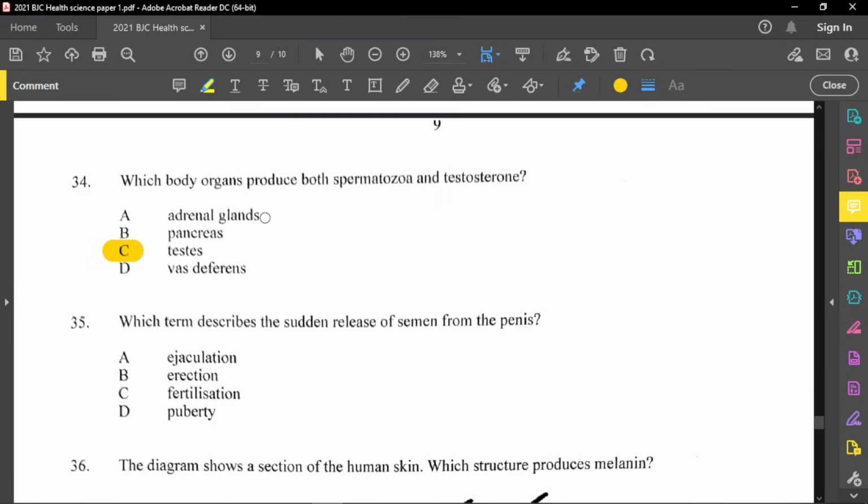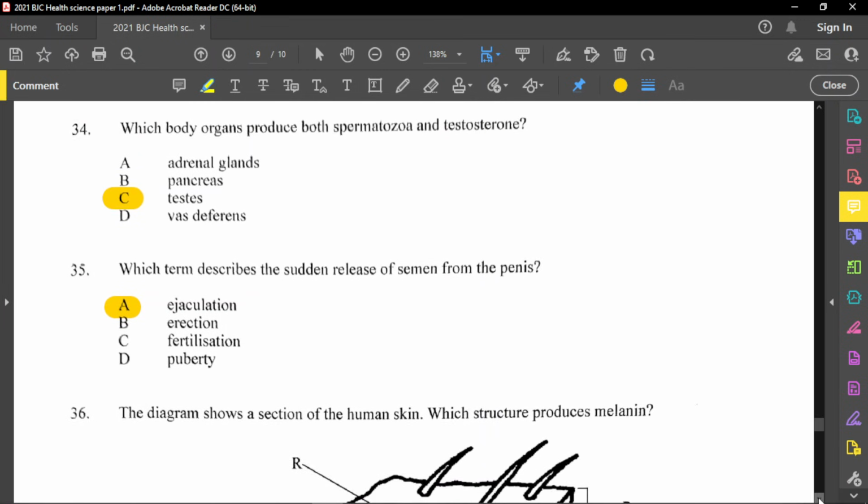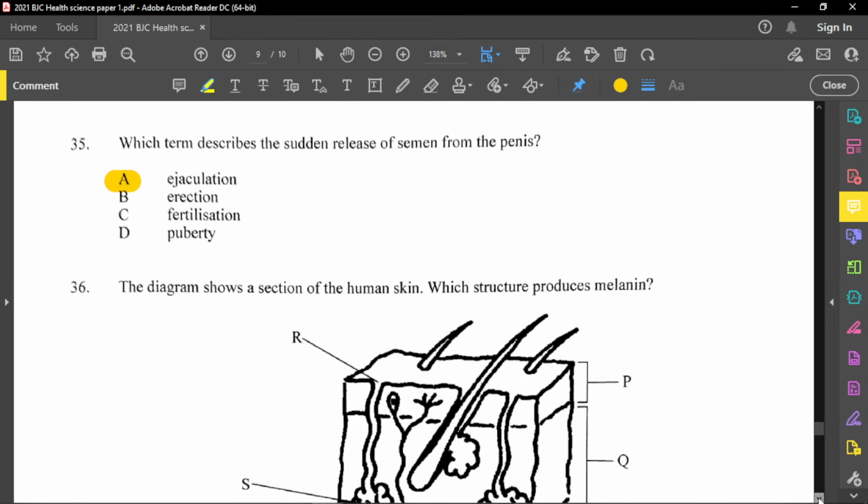The adrenal gland produces adrenaline, and that is what they call the fight or flight hormone. You produce that when you're excited, angry, frightened, or scared. The pancreas will produce insulin, as you know. And the vas deferens is also called a sperm duct that transports sperm cells. Now, 35 asks which term describes the sudden release of semen from the penis, and that one is ejaculation. The release of sperm cells or semen from the penis is called ejaculation.